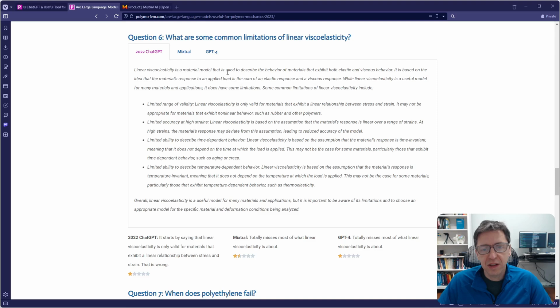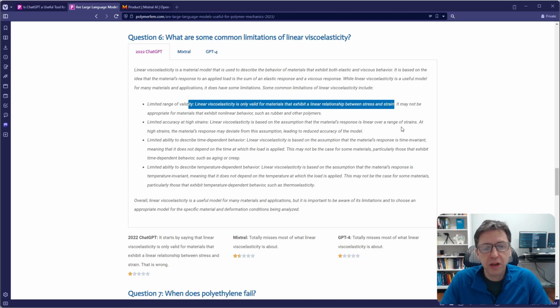And it says that both elastic and viscous behavior, that's good, only be valid for materials that exhibit a linear relationship between stress and strain. That's just absolutely wrong. That's not how linear viscoelasticity works. It doesn't have to be a linear relationship between stress and strain. In fact, it's not. The word linear in linear viscoelasticity refers to the linear viscosity, not that the stress-strain response is linear. So this is very misleading and not a particularly good answer.